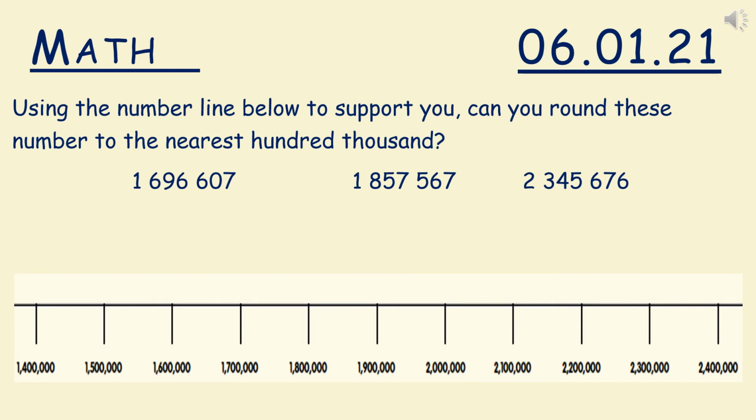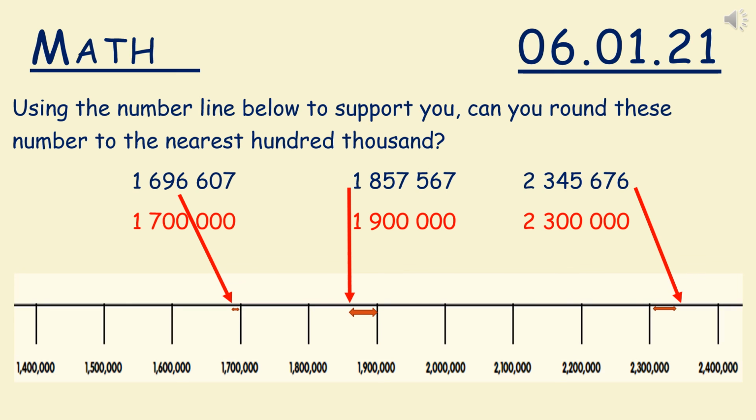This time we're going to try rounding to the nearest 100,000. And we're going to use the number line below. This number line starts at 1,400,000 and finishes at 2,400,000. It's broken into 10 and each line represents one more 100,000. So using this number line below to support you, can you round these numbers to the nearest 100,000? Remember to identify the 100,000s that it would be in between and then roughly estimate where it would go on the number line to support you.